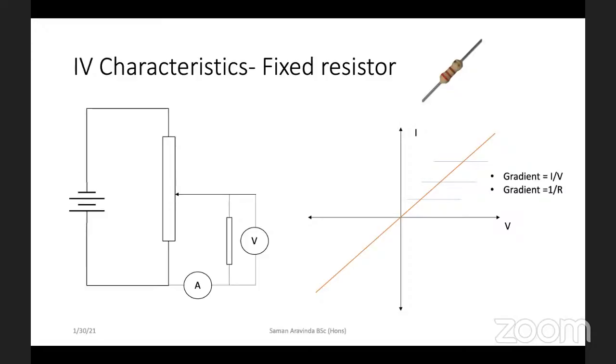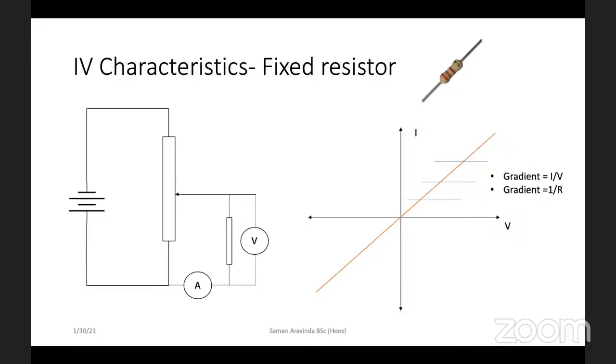I do this now. There's something to write. To get the negative part of the graph, the negative part of the reverse graph, reverse the power supply and redo the experiment.